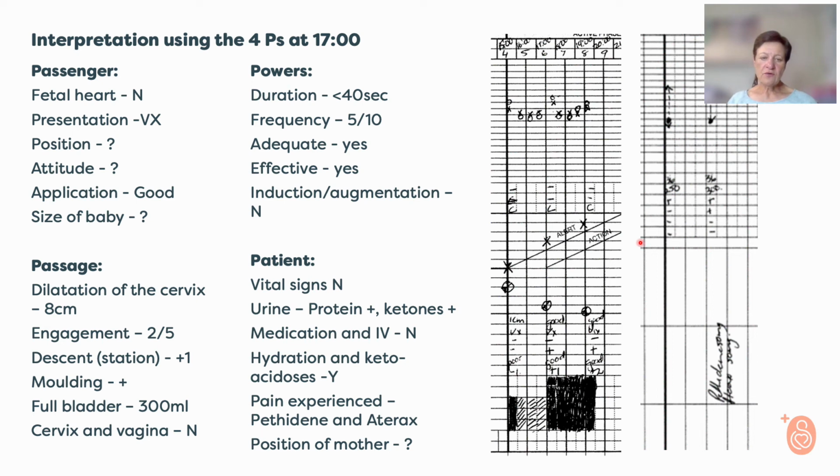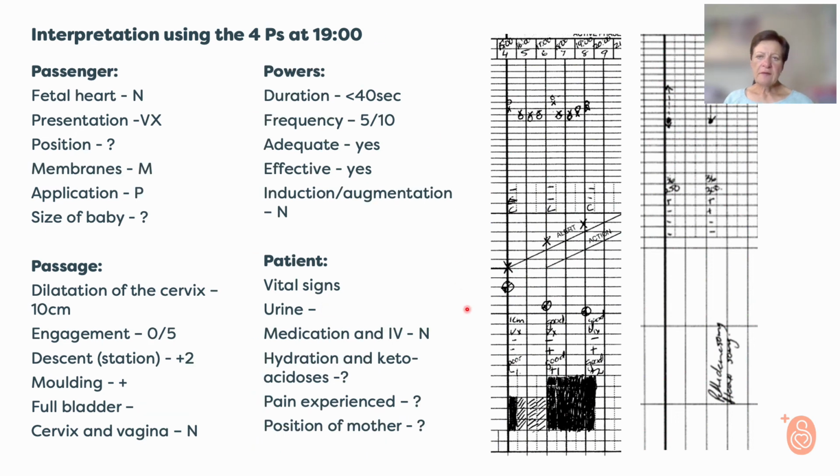Now here we can also see that the patient has got pethidine and atarax for her pain. It's been recorded here. So we have decided that with 5 strong, long contractions in 10 minutes, the patient really needs something more for her pain. And then we need to check on the position of the mother as well. Does she take different positions? Is she moving around anymore, etc., to make sure that she is comfortable?